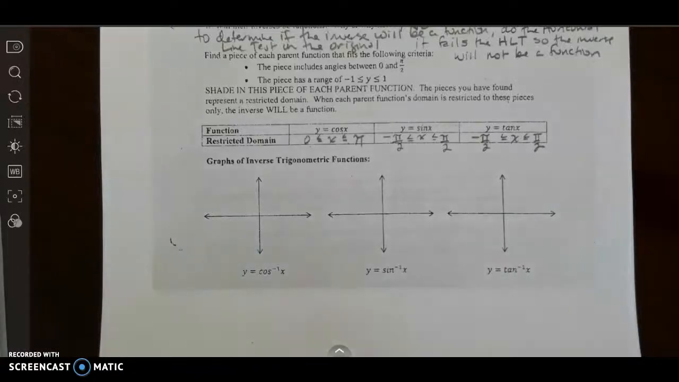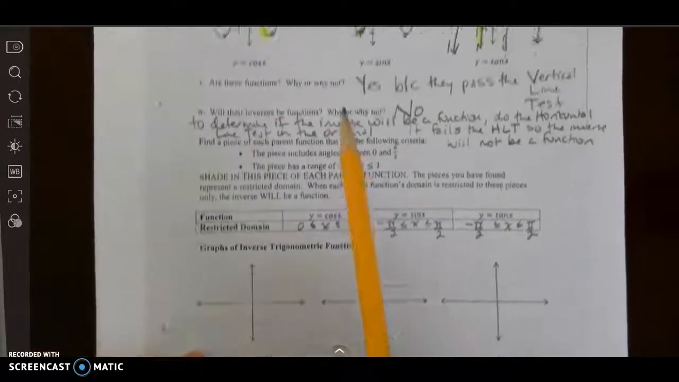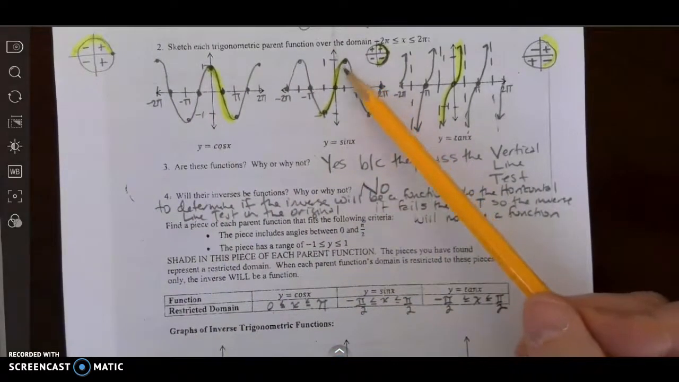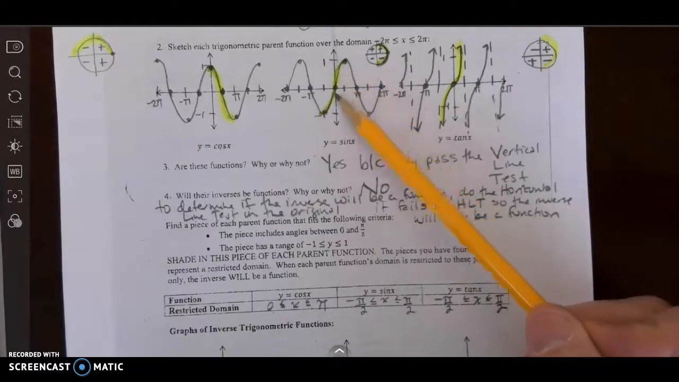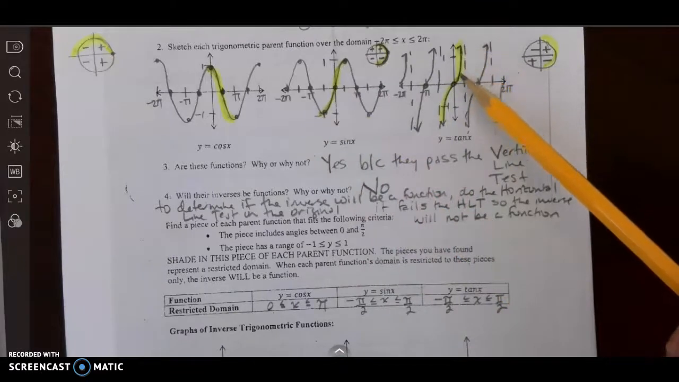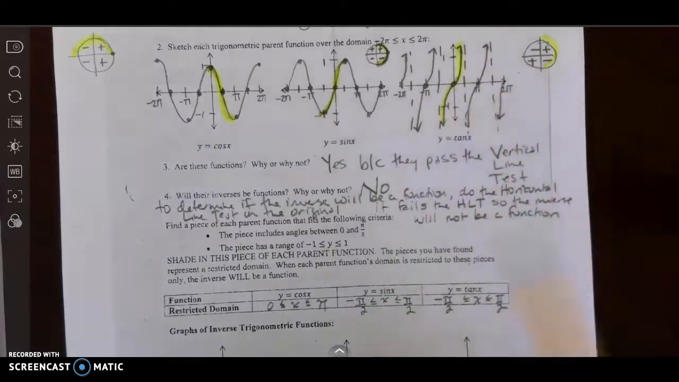So what this means is that we are going to graph just this one little piece right here. This is the part that we're going to graph the inverse of for cosine, this is the piece we're going to graph the inverse of for sine, and this is the piece we're going to graph the inverse of for tangent.